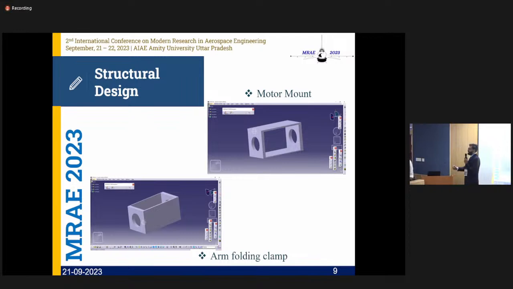Basically when you have this carbon fiber, we need to have this motor, it should not give any vibration. So that is why we designed our own motor mount, so that our motors will not give any vibration while it is flying.